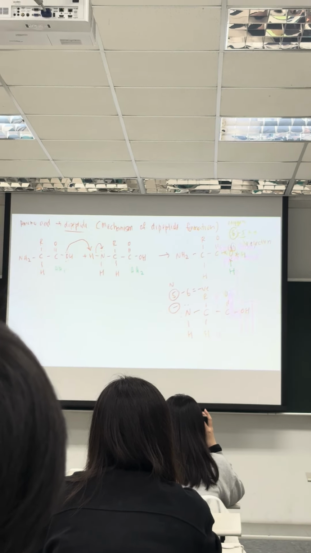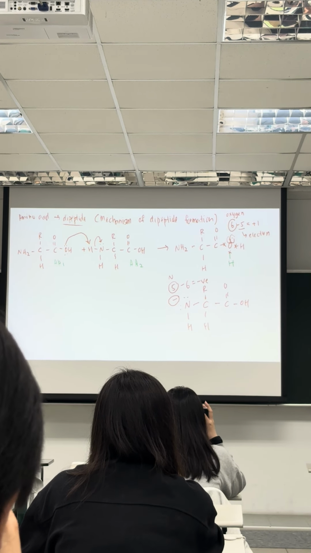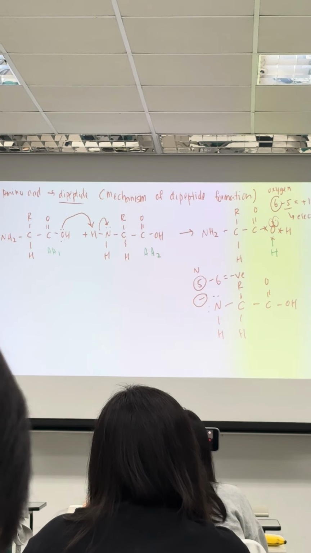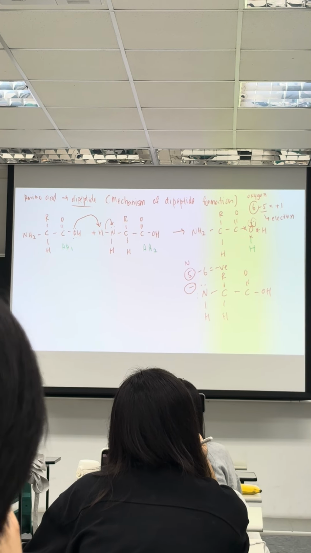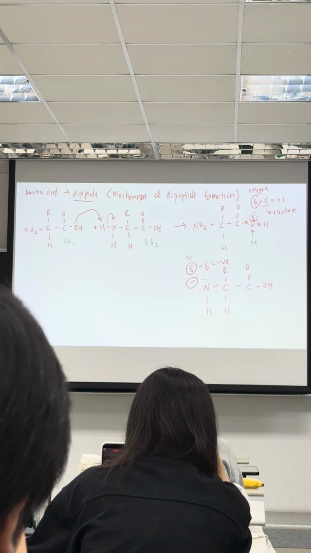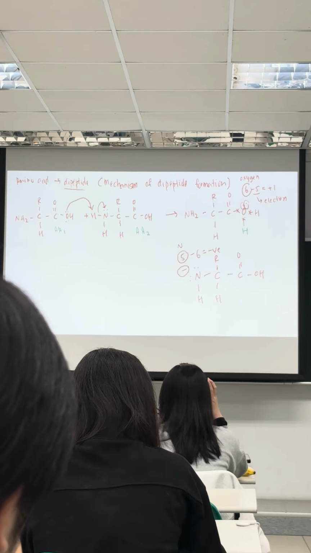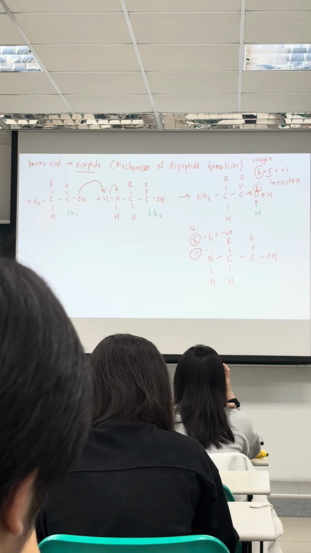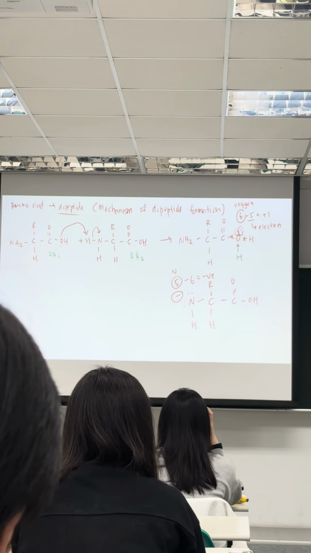If the question asks you to draw the mechanism, please take note that the arrows are very important. You do not need to memorize the structures. I will not ask you to memorize all 28 types of amino acid. I will give you the structure of the amino acid. What you need to do is draw the dipeptide formation. So how to draw the mechanism? This is how we draw it.